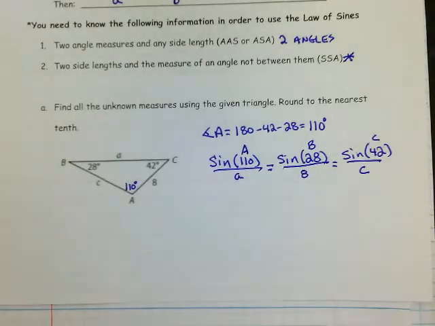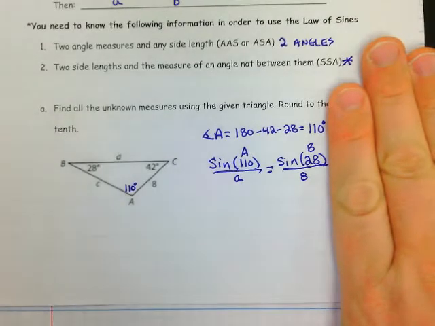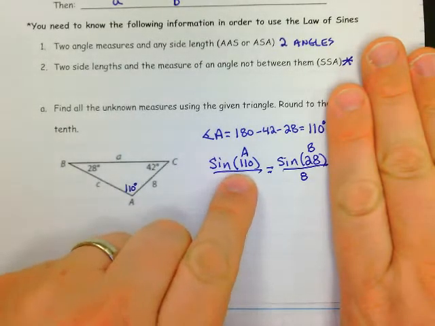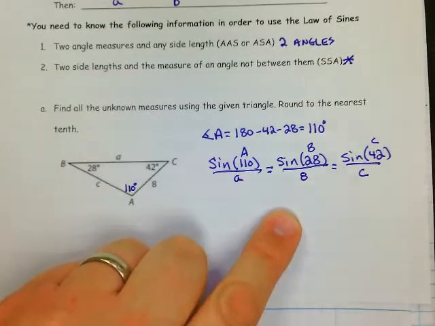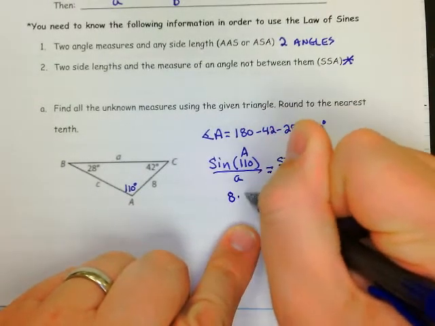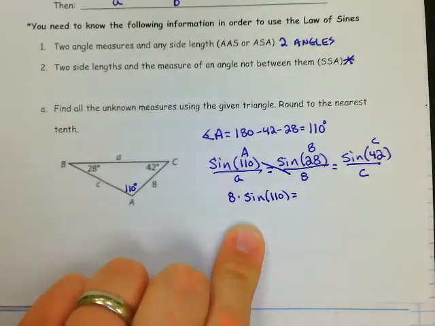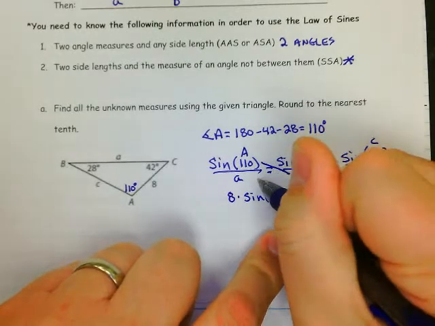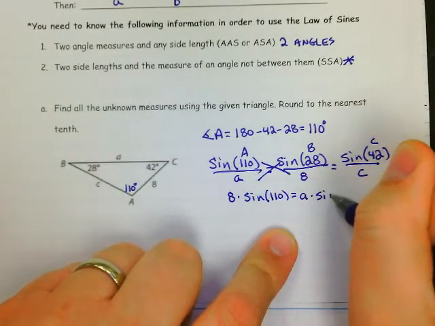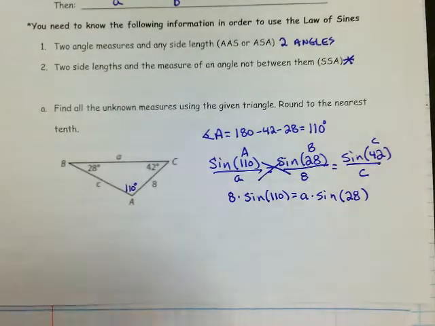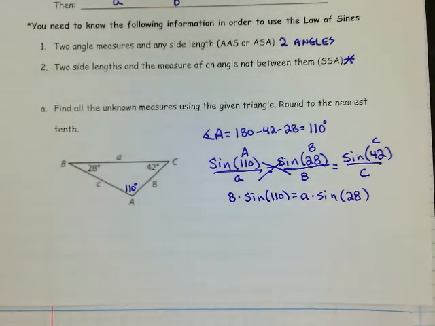So let's start out with side A. We've already found our missing angle. It's 110 degrees, and we did that without any hard trig. So what we're going to do now is we're just going to use our main solving proportions by cross multiplying. So here's how it goes. We'll take the sine of 110, multiply it by 8. I always put the number first, so I'll do 8 times the sine of 110, there's cross multiplying that way, equals A times the sine of 28. And there's the first equation I have to solve.